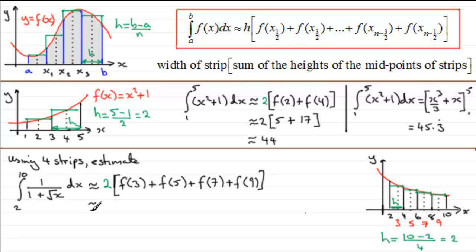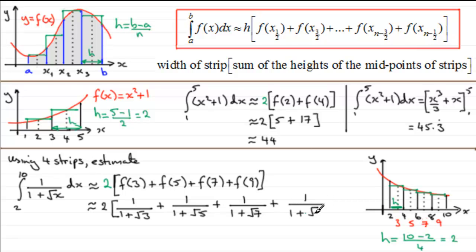Now, what have we got then? We've got our 2, and when it comes to f of 3, we just substitute 3 into here, and that's going to be 1 divided by 1 plus root 3. And if we keep this going, for f of 5, that's going to be 1 divided by 1 plus root 5. And then for the next one, f of 7, 1 divided by 1 plus root 7. And finally, for f of 9, 1 divided by 1 plus the root of 9.